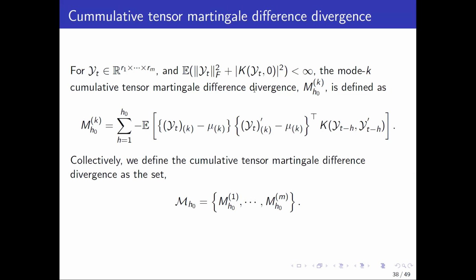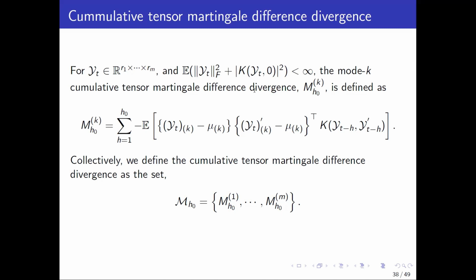So now this mode K TMDD is defined as here by using a new distance K. But now I have a tensor time series. So I need to measure the mean dependence between the current value Yt and the recent past values, so Yt minus 1, Yt minus 2, up to Yt minus h0. So one way to aggregate this information is by taking the summation of this TMDD that is computed from two tensor time series. One is the current value, and one is the past values, Yt minus h. And h0 will be the maximum time lag that I'm considering for the mean dependence between the current value and the past. And we define this as a cumulative tensor martingale difference divergence.